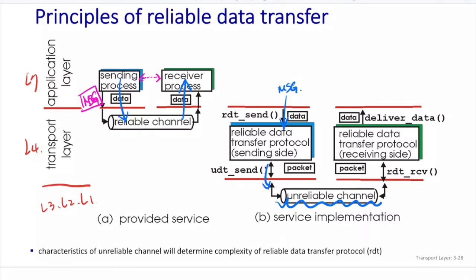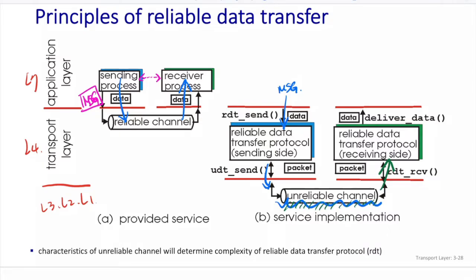But at the right-hand side, there should be another program at the operating system of the receiving host, the reliable data transfer protocol at the receiving side. It receives the packet, the datagram, from the underlying layer 3 IP layer. But one thing is that the received packet may have bit errors. It may encounter packet loss, so it will never show up at the receiving side. There are a lot of different problems caused by the underlying unreliable channel.